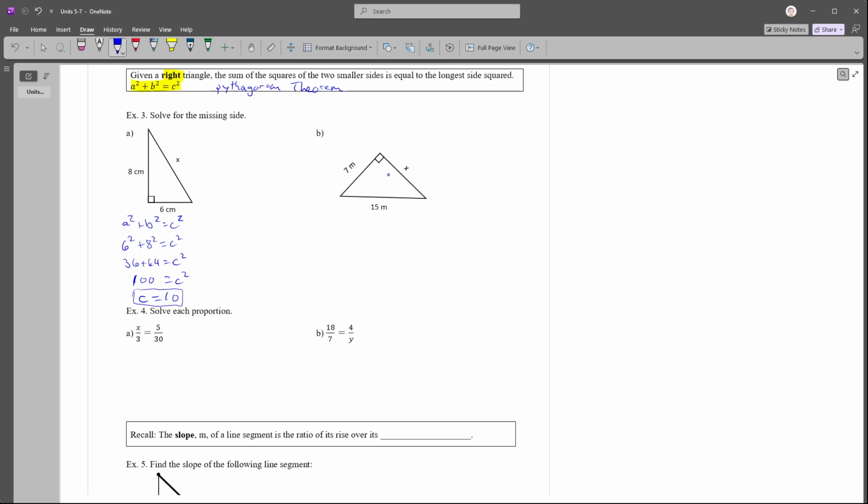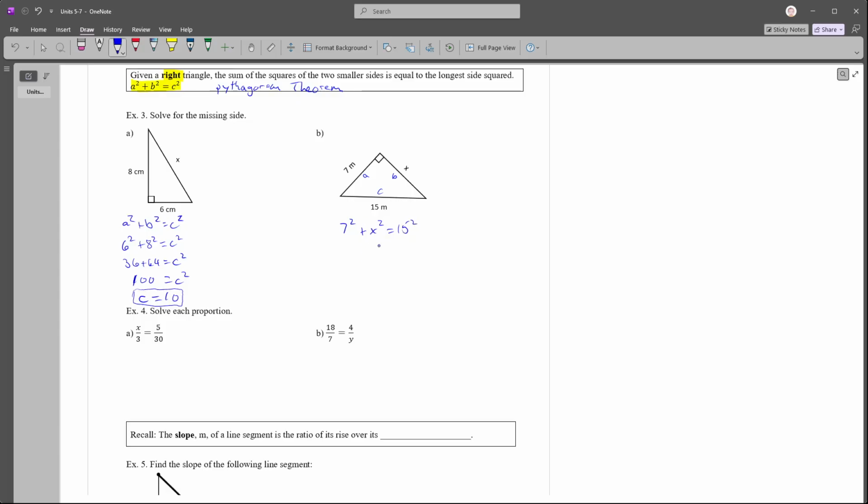Same problem, but now our known data is different. We still have a squared plus b squared is equal to c squared, but we know c this time. So that means either a or b is our unknown value, but it's still the same logic. Let's say that's A, that's B, and this will be C. C is always opposite our 90 degree angle. So I have 7 squared plus x squared is equal to 15 squared.